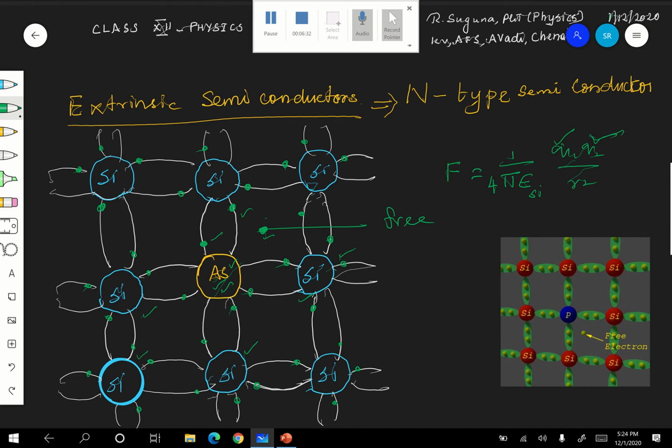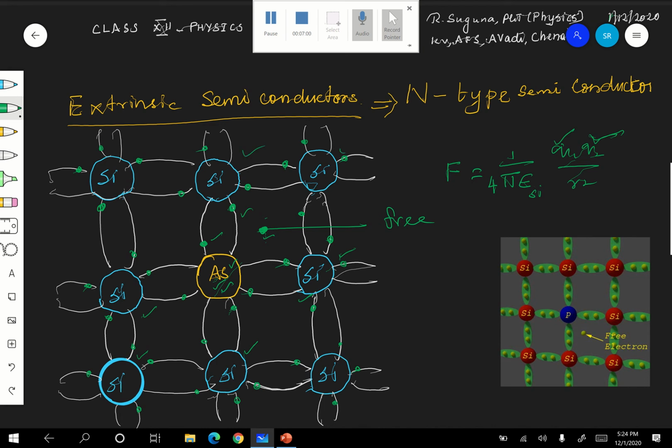The fifth electron is loosely bound to the parent arsenic atom. Arsenic is pentavalent, right? Why is it loosely bound? For that, F is equal to 1 by 4 pi epsilon, where epsilon is the permittivity of silicon. If it were a vacuum, it would mean epsilon naught. But here everything is silicon.